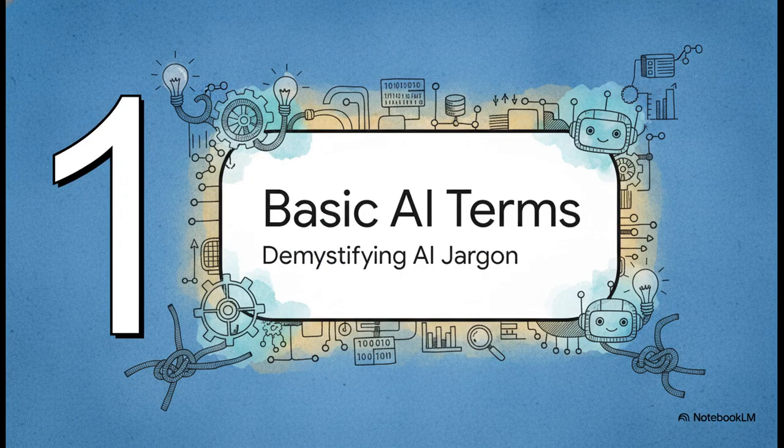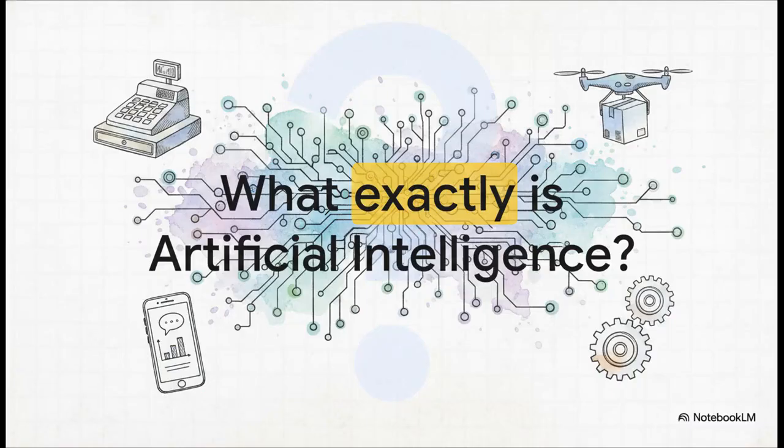All right, Section 1, Basic AI Terms Explained. Now, before we can even think about automating your business, we really need to strip away all that intimidating tech jargon and get super comfortable with exactly what we're dealing with here. So what exactly is artificial intelligence anyway? I mean, we hear the buzzword everywhere, right?